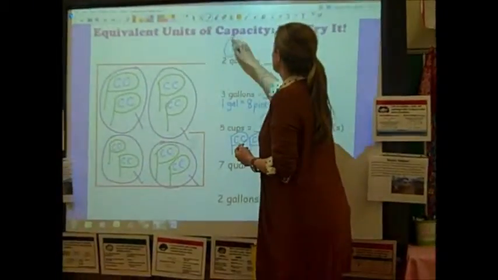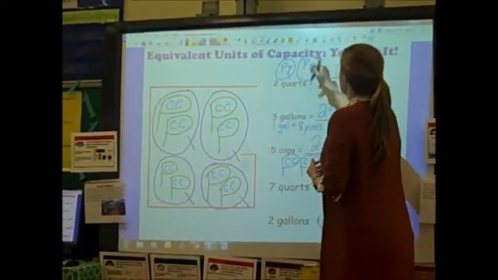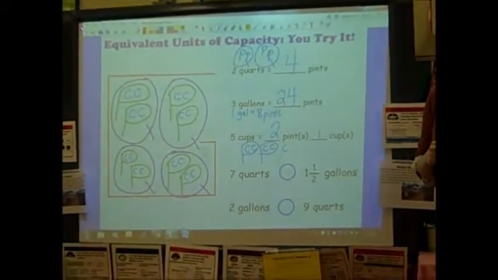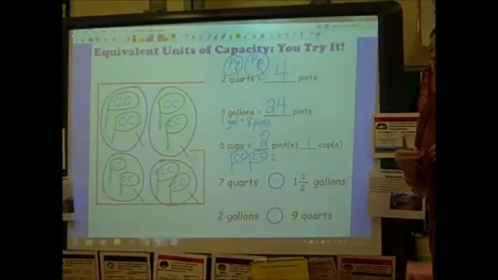2 quarts. Here are the quarts. 4 pints right there. And they would draw that model. It really works, I promise. And I remember it now.